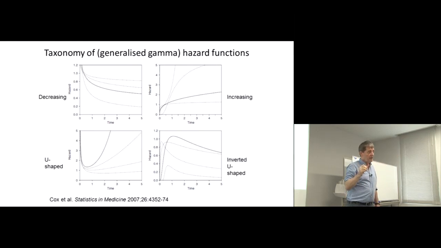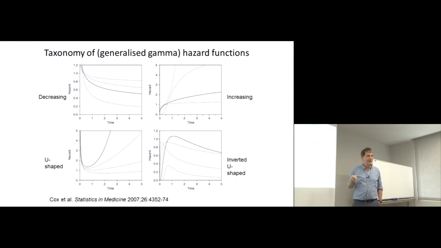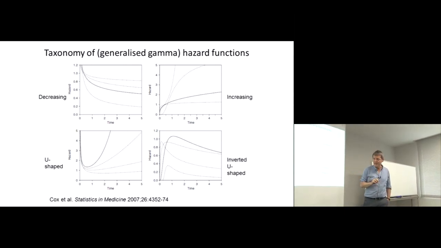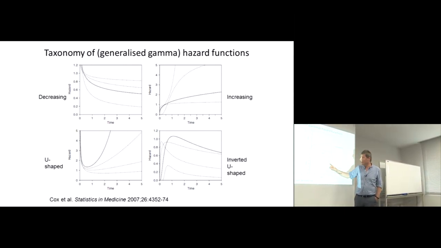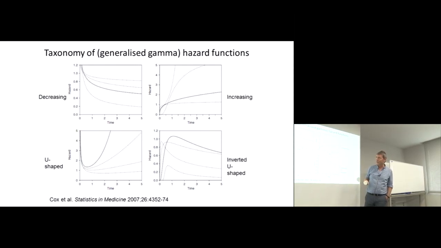Or maybe the hazard starts increases to start with as a consequence of the intervention before decreasing. Indeed, sometimes the hazard may just be constant. And so, depending on the particular intervention and the condition we're looking at, different shapes of hazard function will be appropriate.